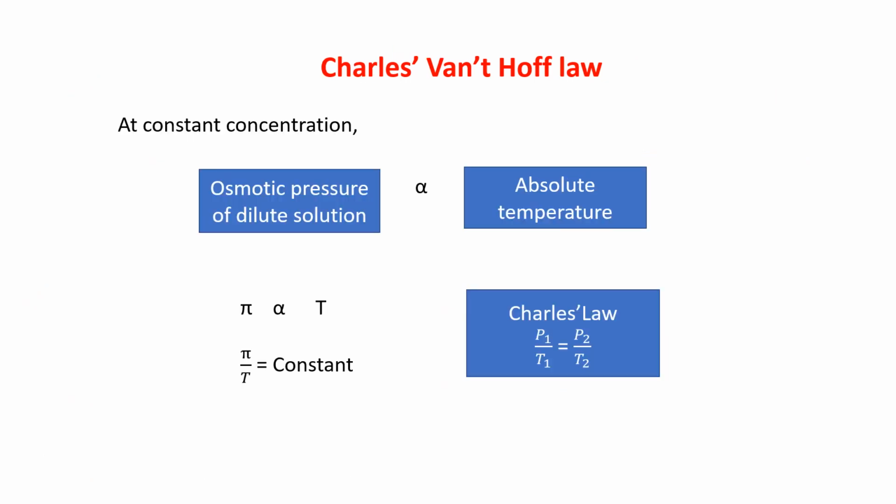Next is coming Charles-Van't Hoff law. Charles-Van't Hoff law, at constant concentration, osmotic pressure of the dilute solution is proportional to the absolute temperature. That means pi is proportional to T, or pi by T is a constant term. Similar to that, Charles' law is saying P1 by T1 is equal to P2 by T2, where P is the pressure of the gas and T is the absolute temperature. Similarly, here also pi is the osmotic pressure and T is the absolute temperature, and that is a constant term.